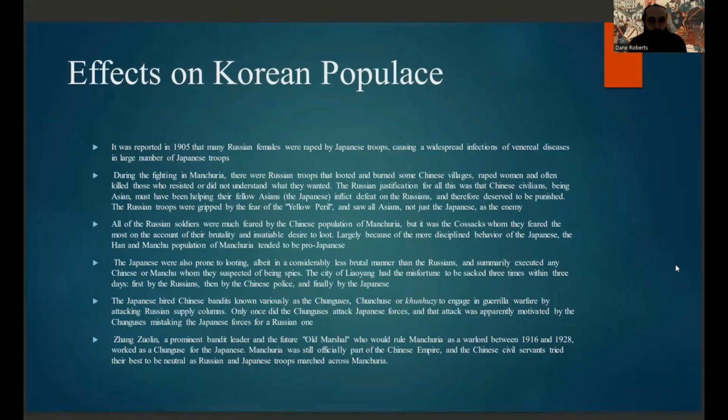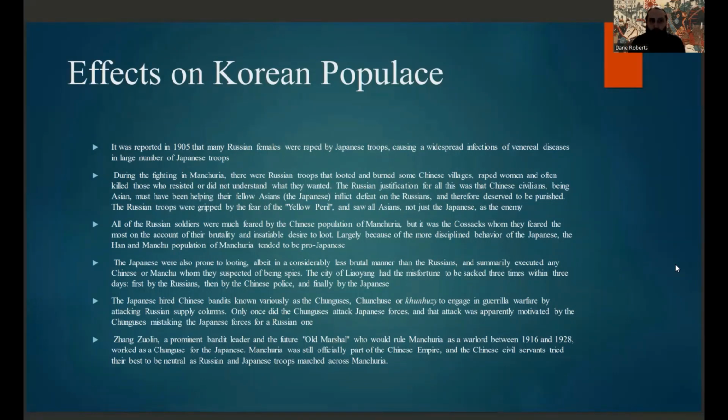So for one thing, it was reported that many Russian females were raped by Japanese troops, causing widespread infections and venereal diseases. Russian troops also looted and burned Chinese villages and raped women, often killing those who resisted or did not understand what they wanted. The justification for this was that the Chinese civilians, being Asian, must have been helping their fellow Asians, the Japanese, to inflict defeat on the Russians, and therefore deserved to be punished.